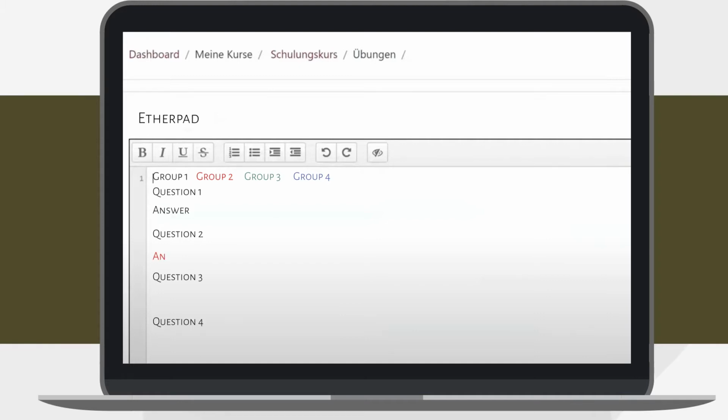All groups work simultaneously and write in the Etherpad at the same time. After 6 minutes, the groups alternate. Like at the marketplace, they alternate from market stall to market stall, in this case from question to question. Group 1 now answers questions 2, Group 2 questions 3, and so on.